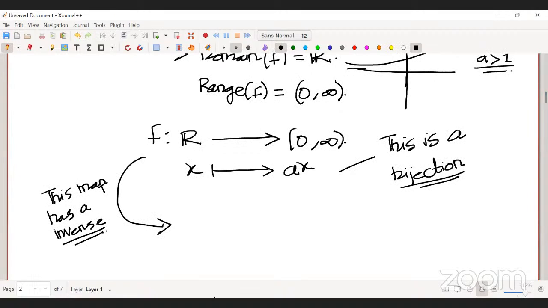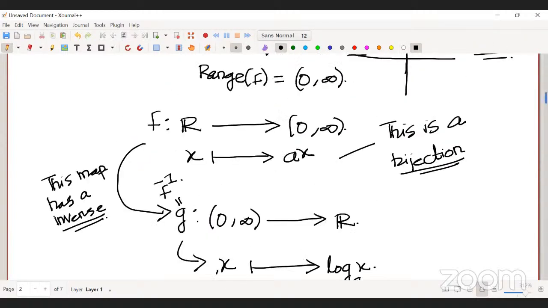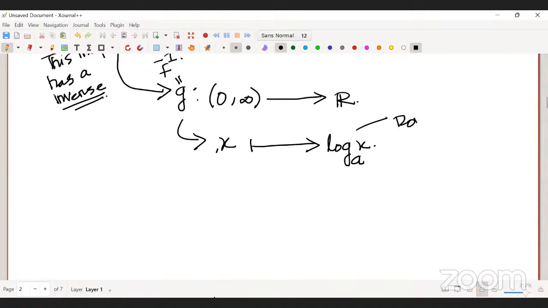So then this map has an inverse. If this map has an inverse, suppose you denote it as g, you generally denote this as f inverse. So this is basically a map from 0 to infinity, and this map is basically the log map. X goes to log x. Since this map is an inverse of the exponential map, the domain of this map is 0 to infinity. Is it clear?